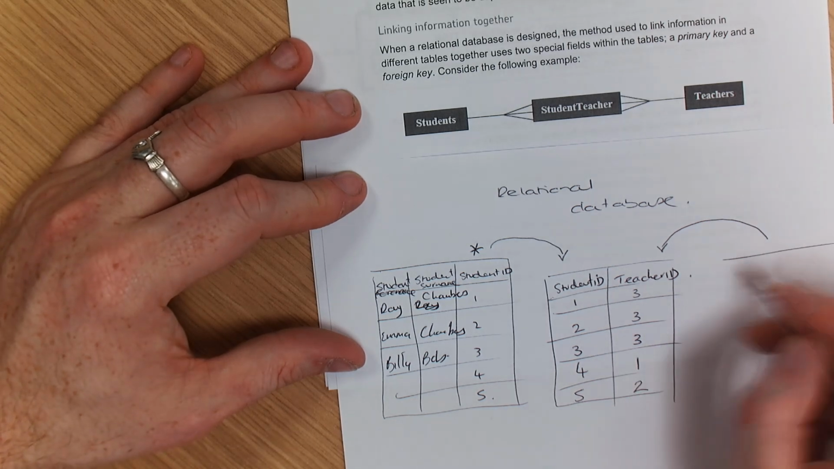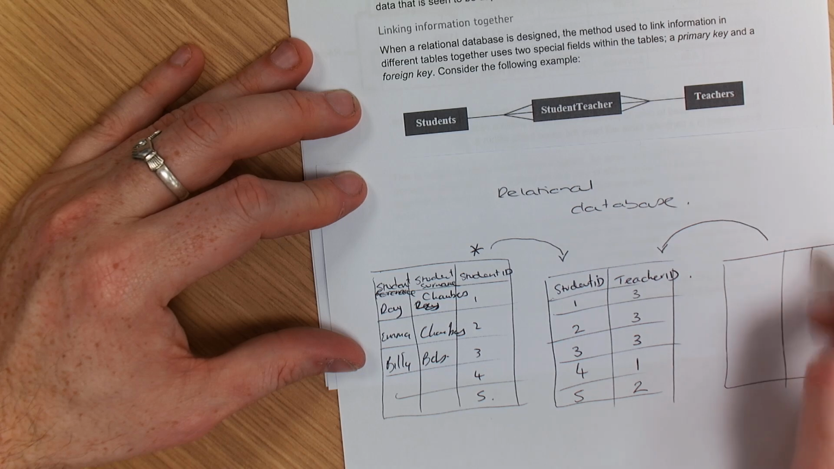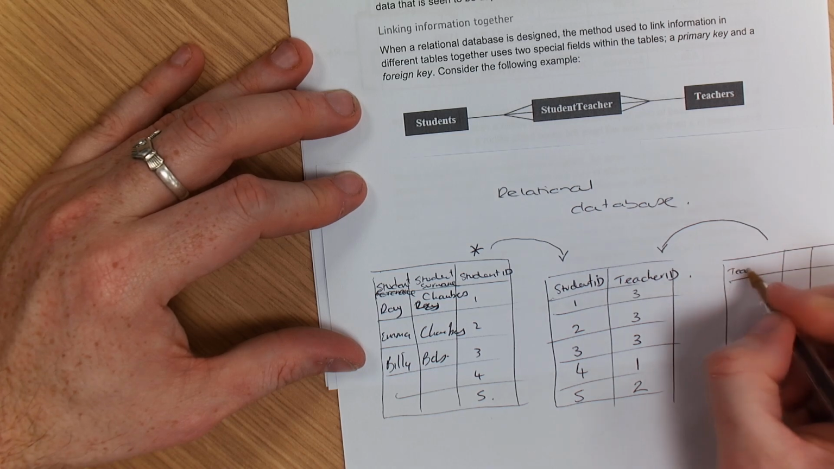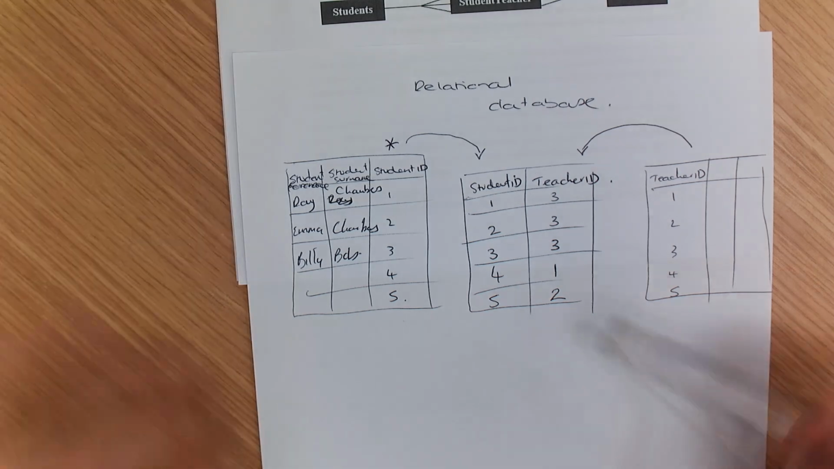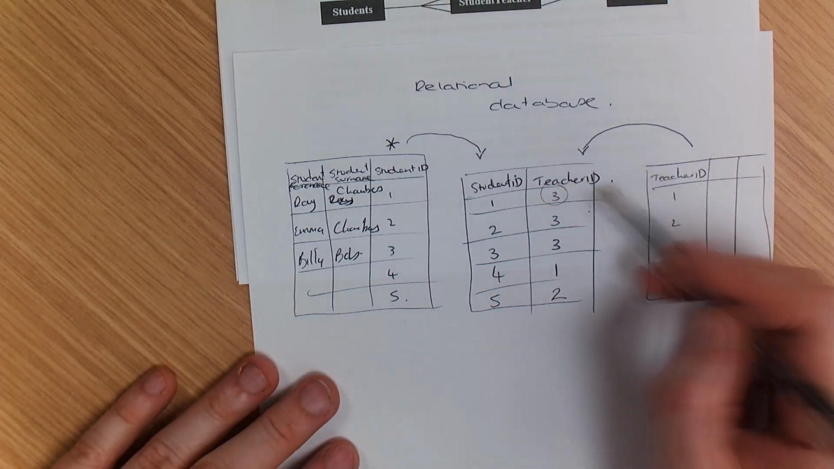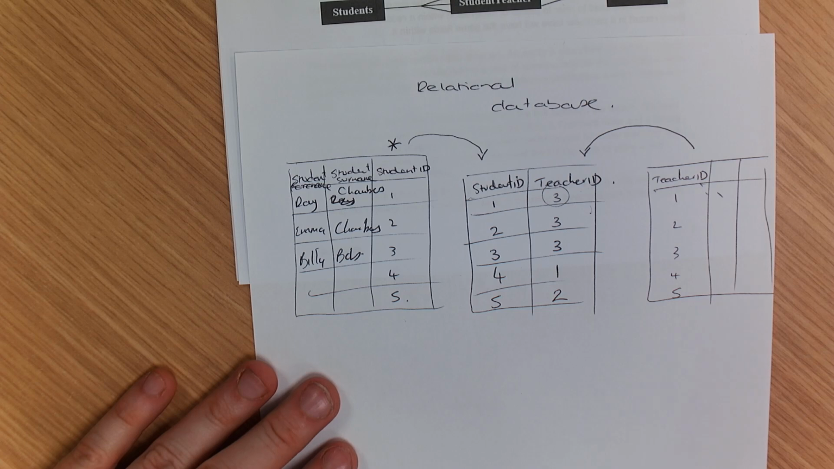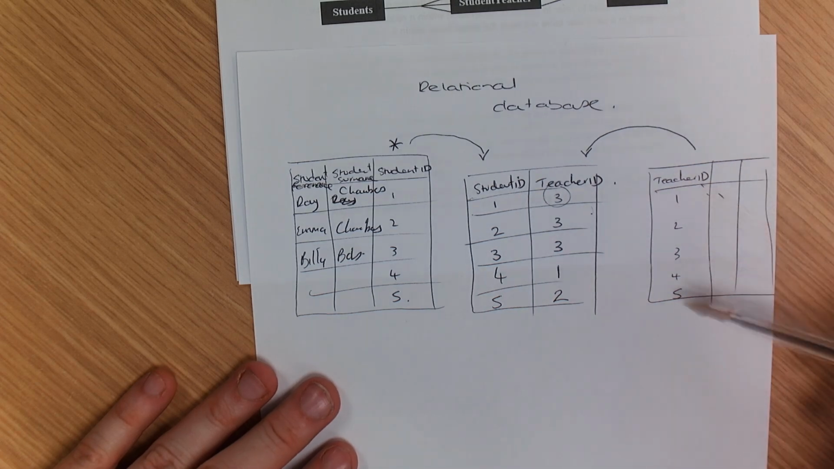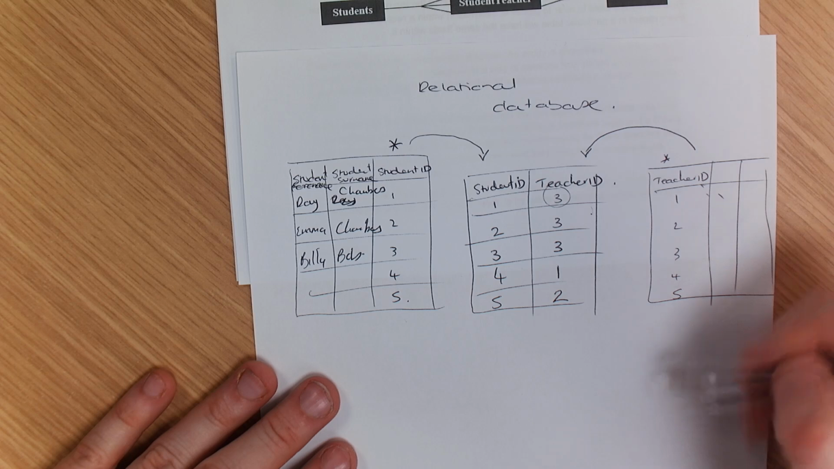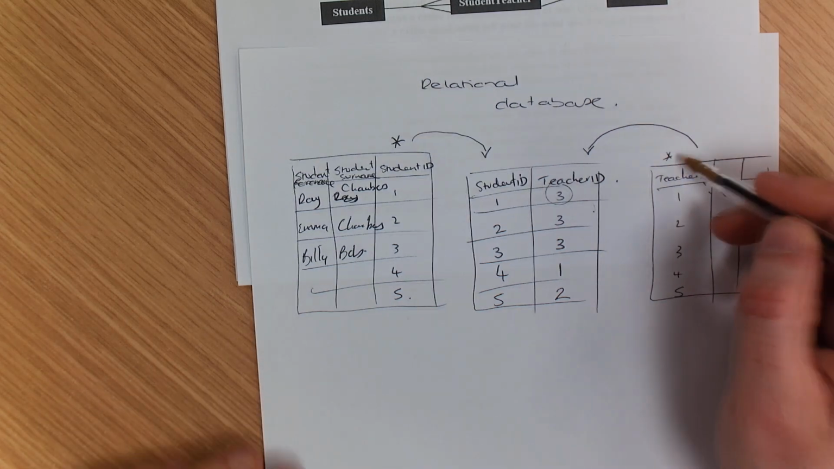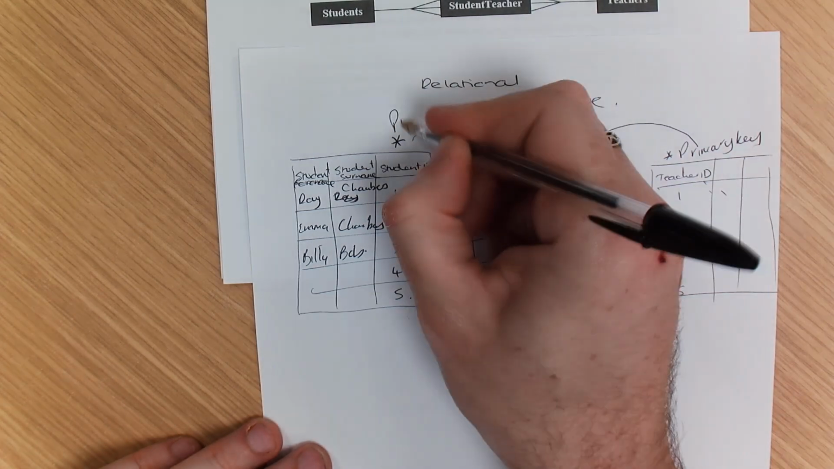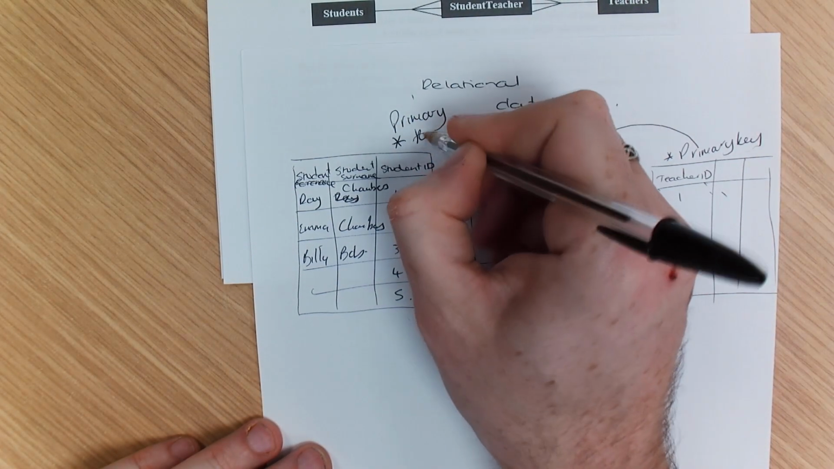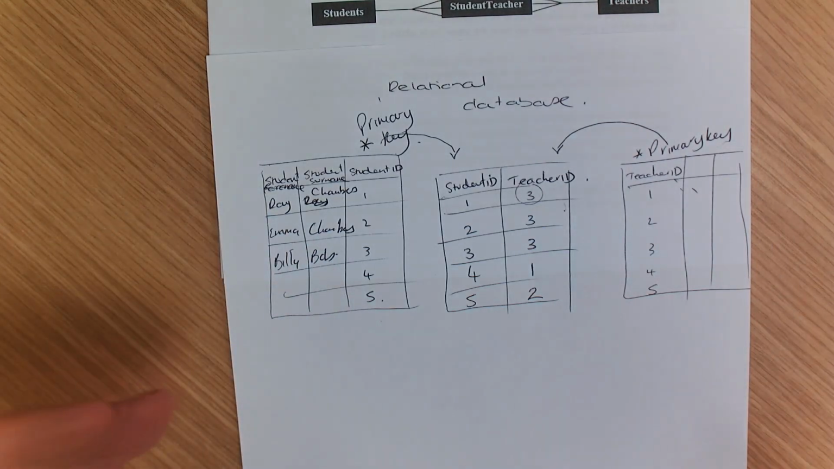Then you have another table over here. So that's the teacher ID, and that would be 1, 2, 3, 4, 5. That now means I could look up that teacher from the teacher table. That's a relational database. And what you've got here, again, is your unique identifier. That's a primary key here. So your primary key, that's your unique identifier. Am I making sense with that? I hope.